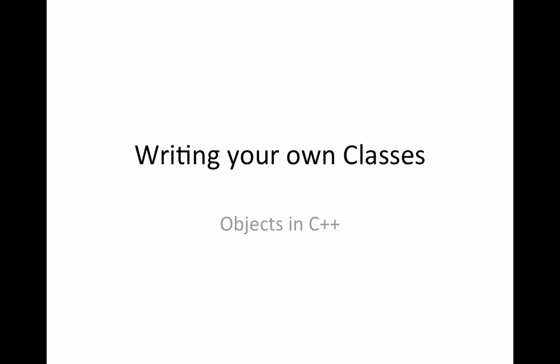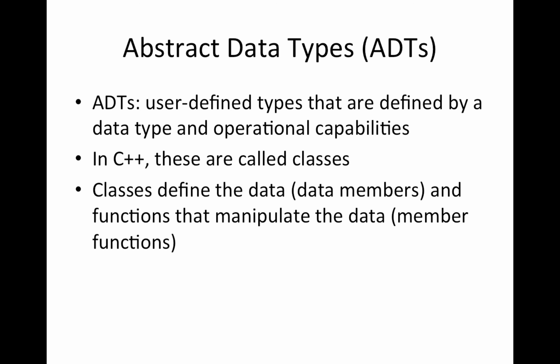This is an introduction to writing your own classes, to creating objects in C++. Abstract data types, or ADTs, are user-defined types that are defined by two things, both the data type and the operational capabilities. So in other words, the data and basically what you can do with it. In C++, these are called classes.